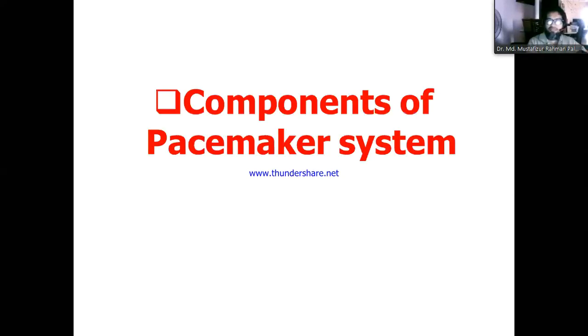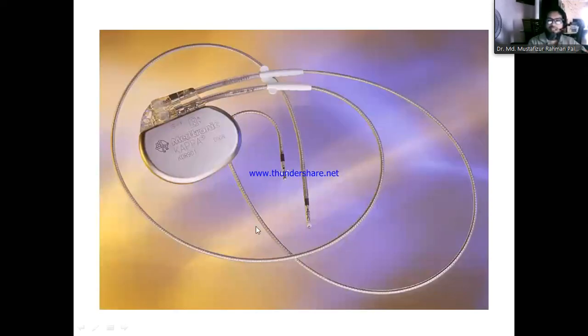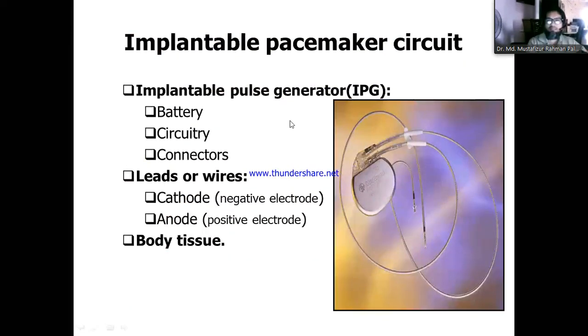Next are the components of the pacemaker system. This is the recent pacemaker: the pacemaker generator, the connector, and the leads. There are two leads, so it is a dual chamber pacemaker. It looks like that. So what are the parts or components? First is the implantable pulse generator.